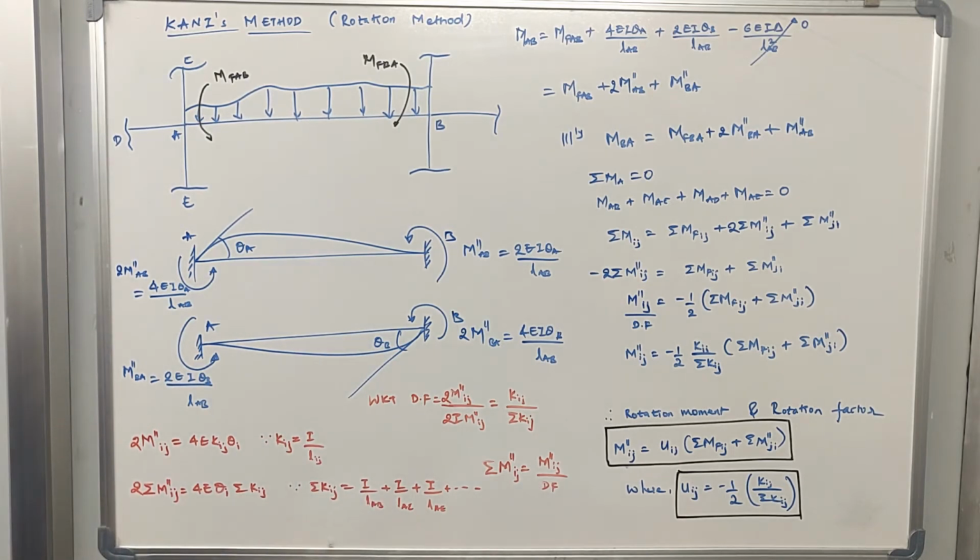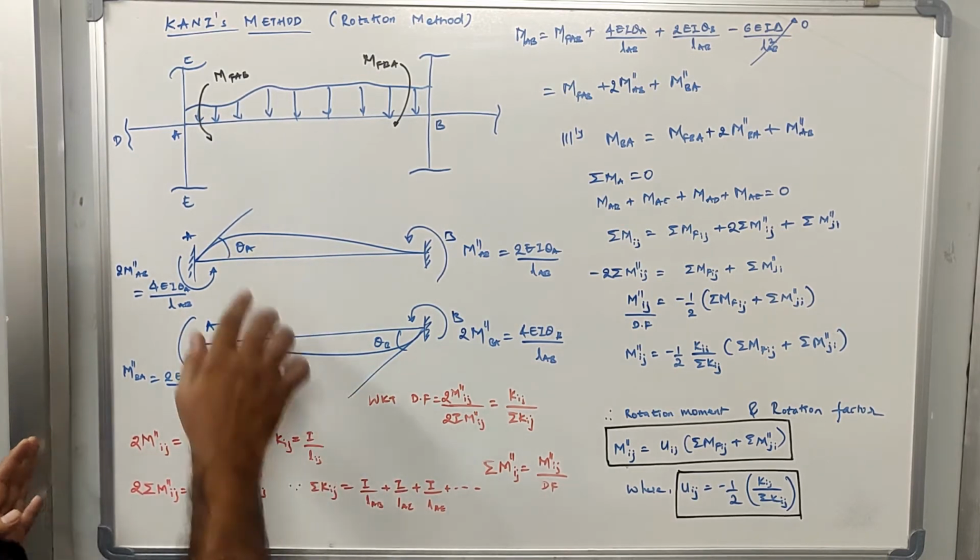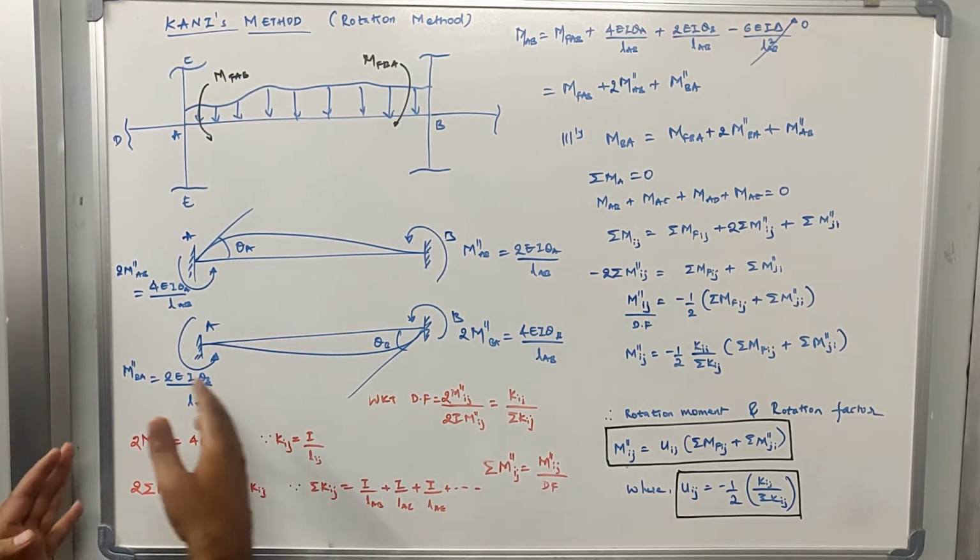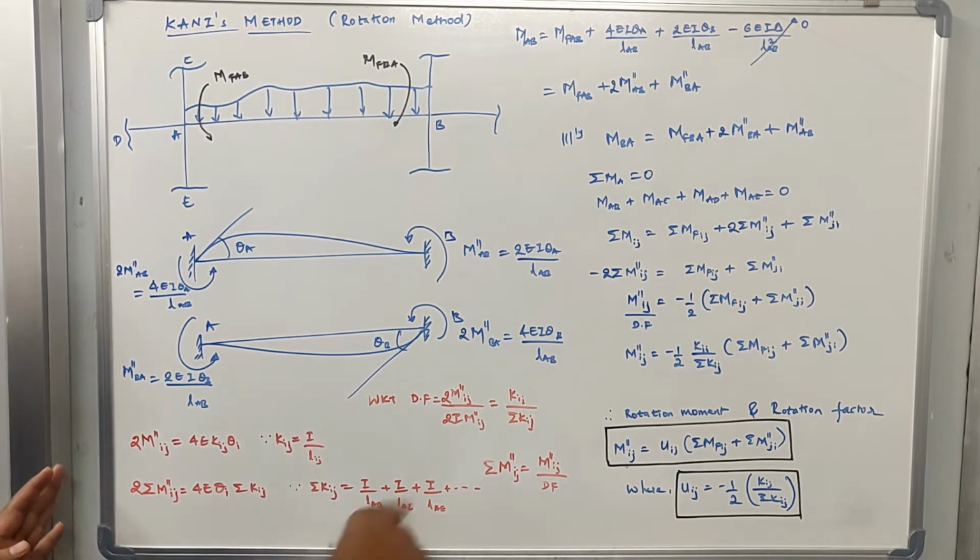Next thing is translation. This time we will try to eliminate the translation. Until we reach sway frames, there is no use of delta values, so we are not going to solve for delta values until then. That's why we consider only these rotation moments, these slope conditions, and neglect the translation condition. When we go for non-sway frames, I will derive another equation from Kani's method.